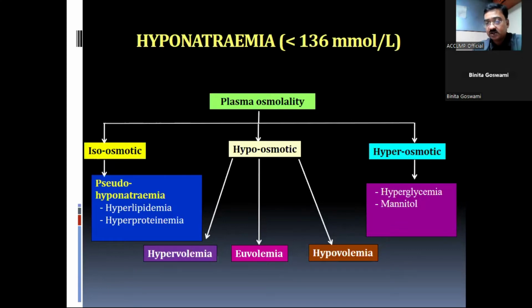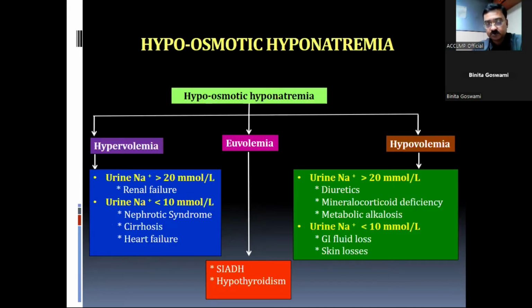While hyperosmotic cases are mainly because of hyperglycemia and mannitol overdose. Now consider hypoosmotic hyponatremia. In hypervolemia, urinary sodium may be more than 20, mostly in renal failure. Or when urinary spot sodium is less than 10, that can happen in nephrotic syndrome, cirrhosis or heart failure.